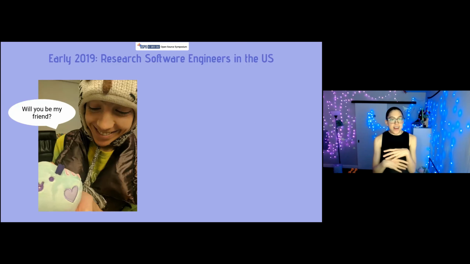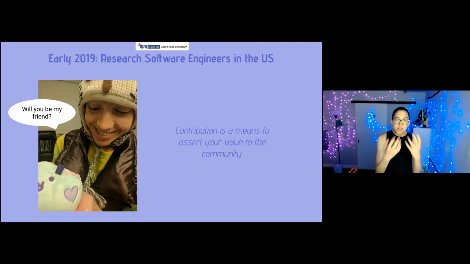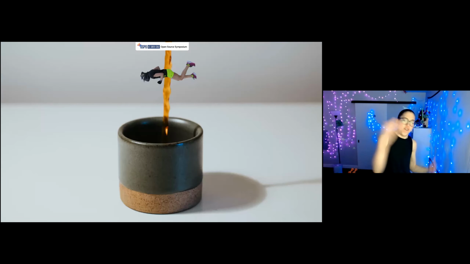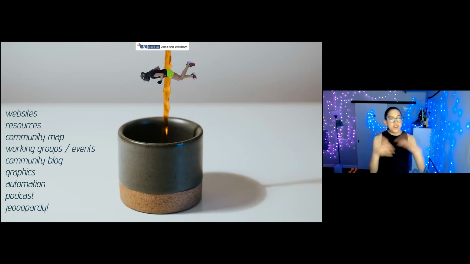And this is the perfect example of one of these role-based communities. And I knew immediately that I wanted to prove that I valued them. So I knew that contribution was a means to assert my value to the community. So I dove in with both feet. I'm a human, I only have 2 feet, not 4 feet. 2 feet, 2 arms. I did everything that you can imagine, down to a podcast hosting we called the Jeopardy game. And it was a lot of fun.